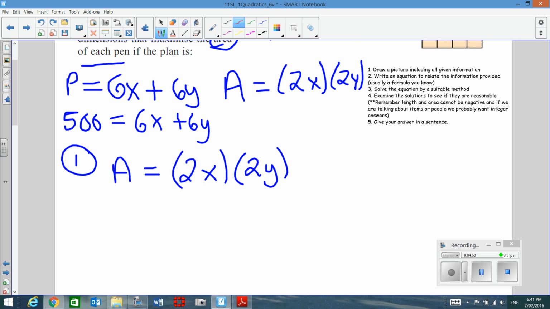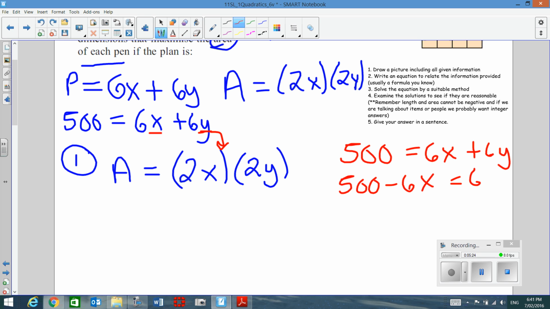Because we're going to isolate either the x or the y so that we can substitute it into this area equation. All right, so what I'm going to wind up doing is a little side work. I'm first going to have to take my 500 equal to 6x plus 6y, and I'll have to isolate either my x or my y. It really doesn't matter which one. But if I do 500 minus 6x equals 6y, then y is equal to (500 minus 6x) divided by 6.